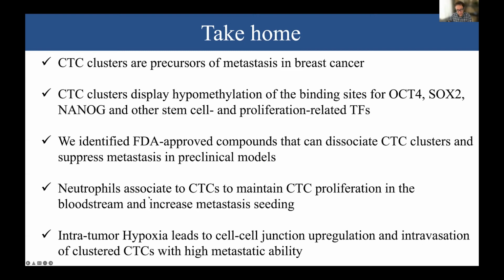We found that neutrophils can associate to CTCs. And when they do bind to CTCs, they literally boost CTC proliferation in the circulation and they increase their metastatic ability. And finally, that hypoxia, intratumor hypoxia, leads to cell-cell junction upregulation and intravasation of CTC clusters with a very high metastatic ability.